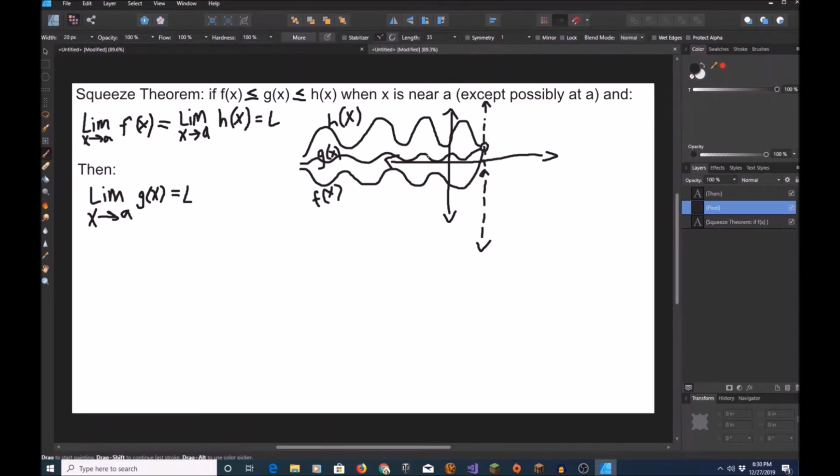If you have three functions and one of them is greater than the other two and one of them is less than the other two, then that middle one is going to be kind of sandwiched between those two functions and will approach the same value, or its limit will be the same as the other two at a given value. So those are your properties of limits. Now it's time to move on to some example problems.